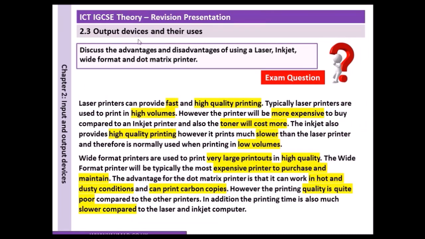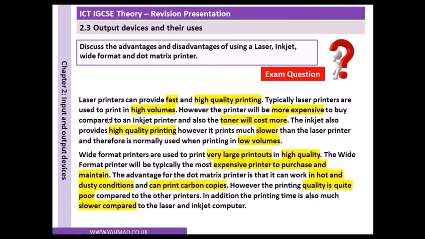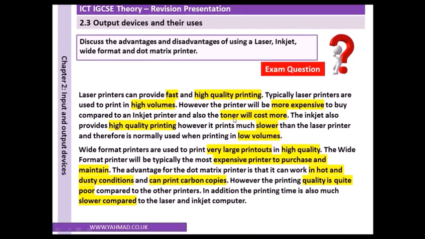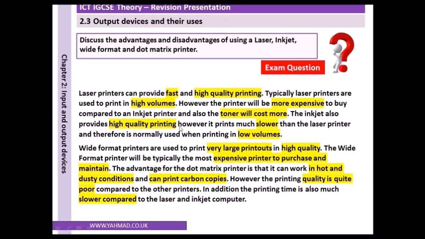So here's a typical exam question. Discuss the advantage and disadvantage of using a laser, inkjet, wide format and dot matrix printer. So laser printers can provide fast and high quality printing. Typically the laser printers are used to print in high volumes. However, the printer will be more expensive to buy compared to an inkjet printer, and also the toner will cost more. The inkjet printer provides high quality printing, however it prints much slower than a laser printer and therefore is normally used when printing low volumes.